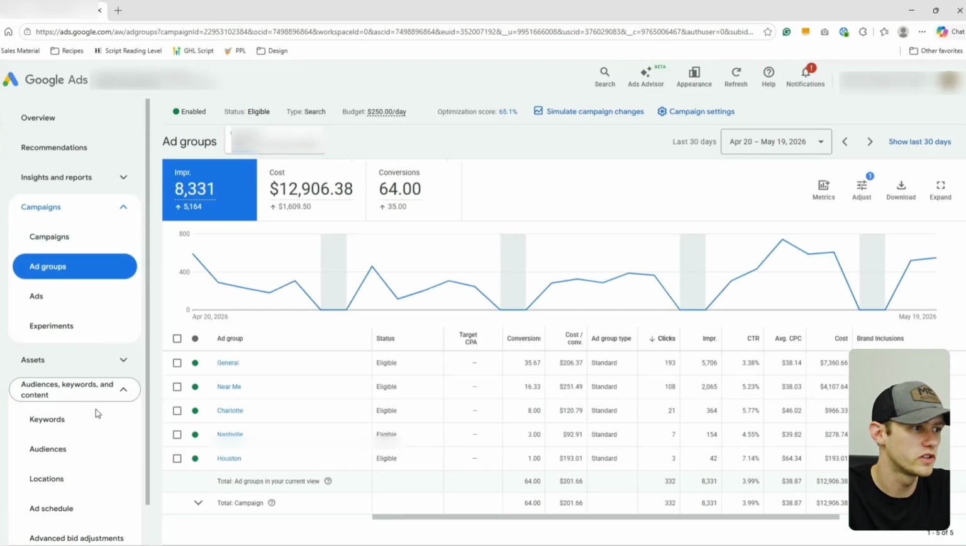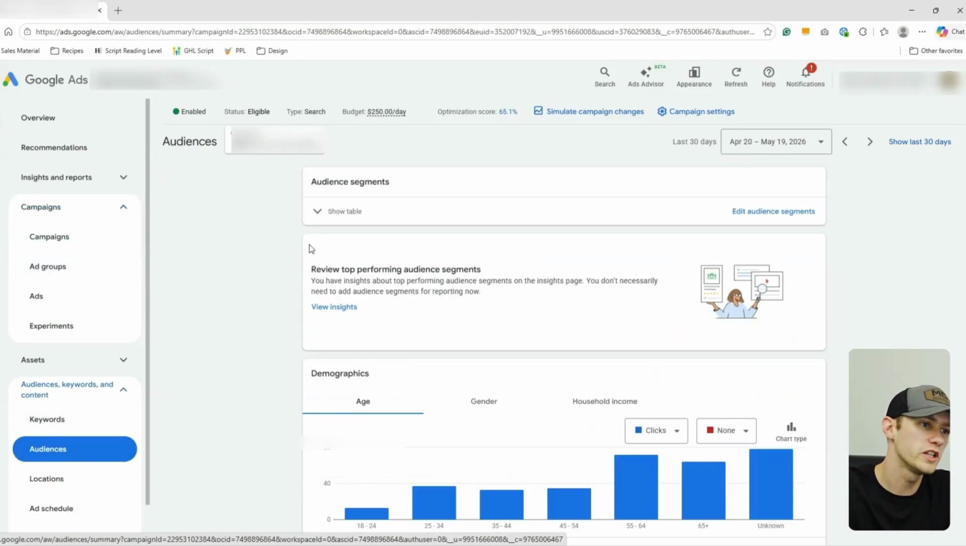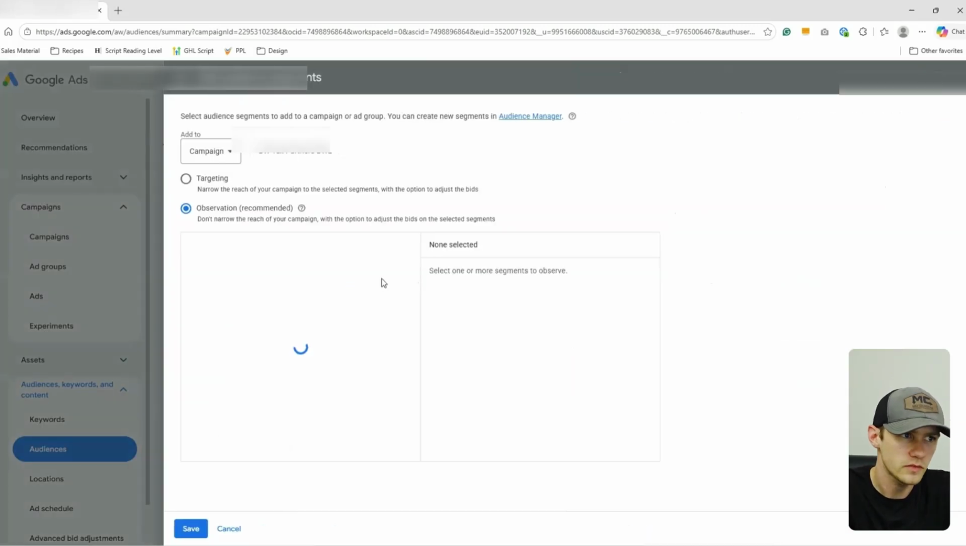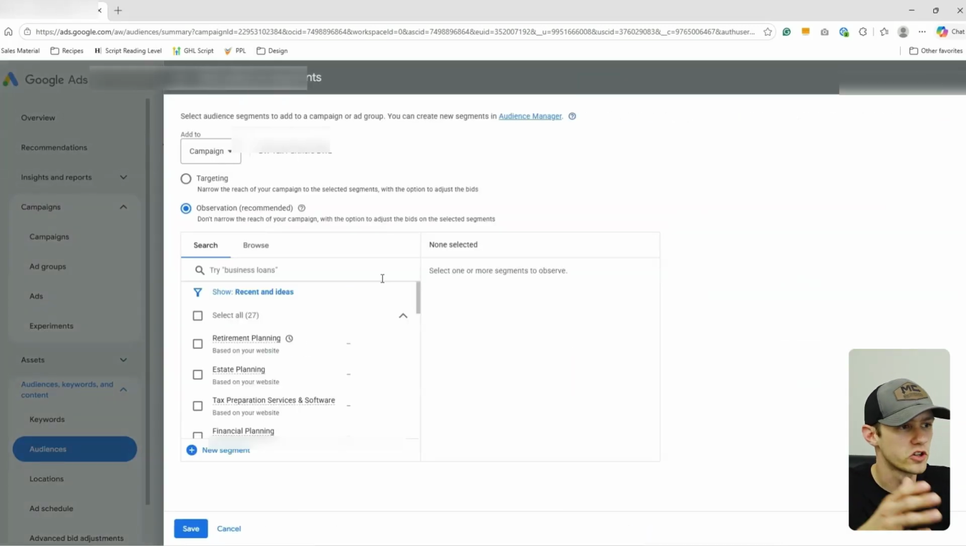So if we go over into the campaign, we look at the audiences. What we can see here is that they're not targeting any audiences. This company is in the tax relief space. And what we would recommend turning on is audience observation, running this campaign, and then figuring out which audiences are converting better for them.